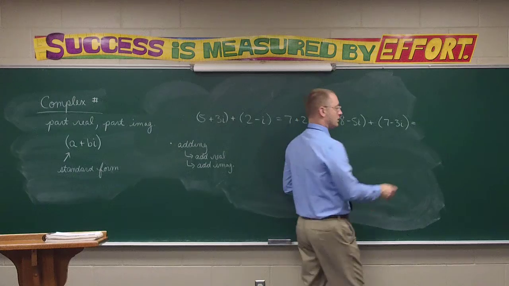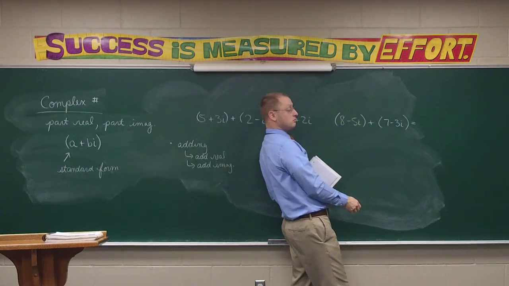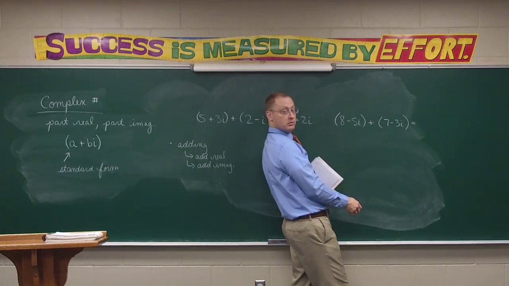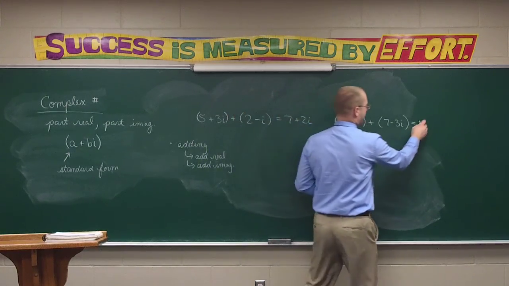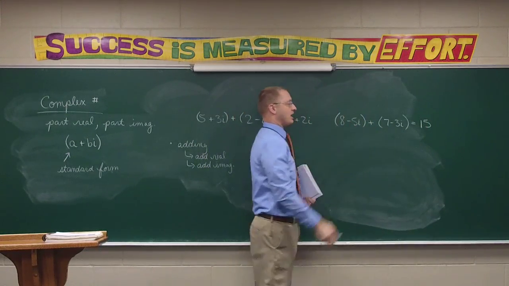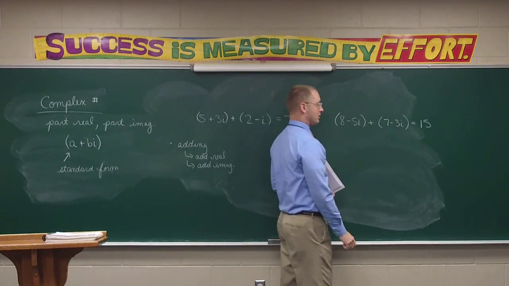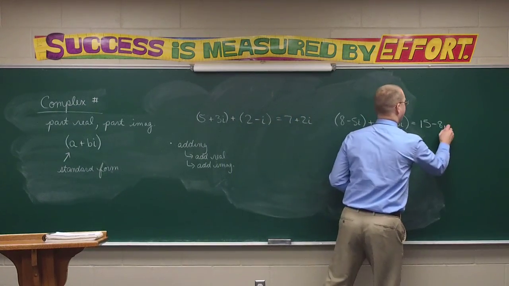15, negative. Oh, no. Here I have a 15 because 8 plus 7 is 15. What is negative 5i, negative 3i? Negative 8i. Negative 8i. There we go.